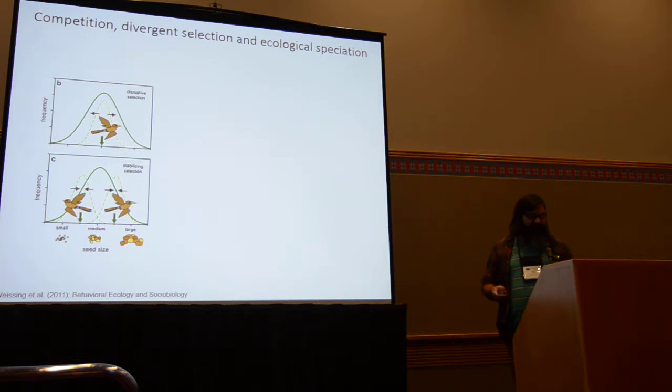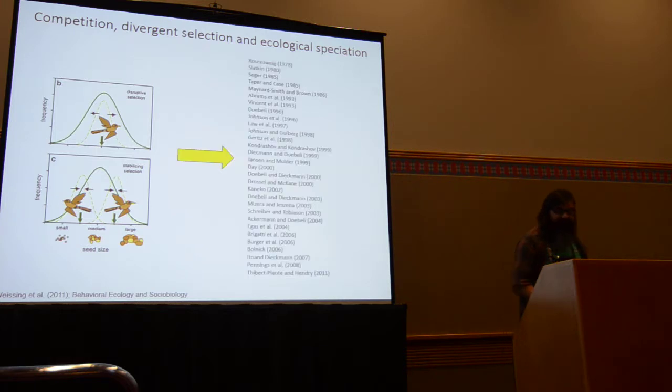So really what this does is it creates a bimodal distribution of phenotypes that can evolve into subpopulations, and if these subpopulations experience some form of reproductive isolation, this can lead to ecological sympatric speciation. This initial model was kind of the impetus for an explosion of intraspecific competition models in the literature.